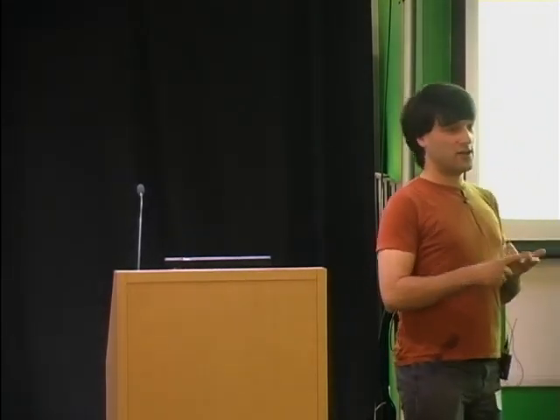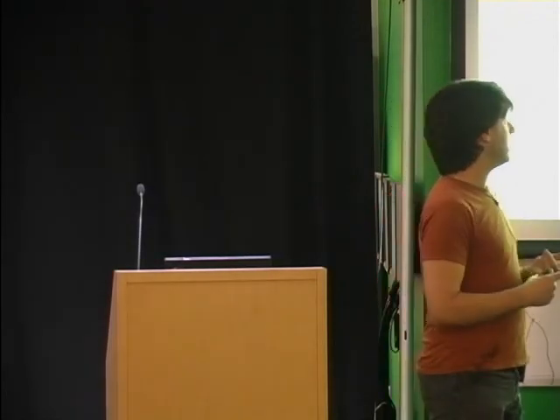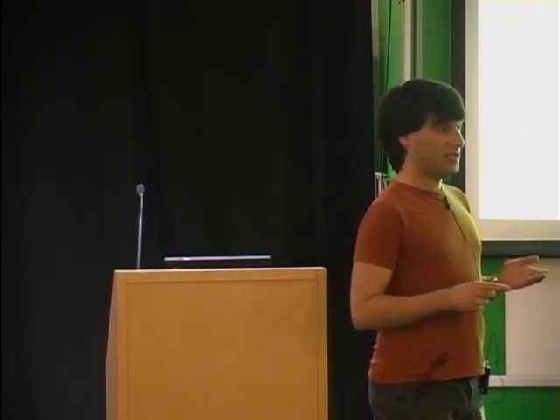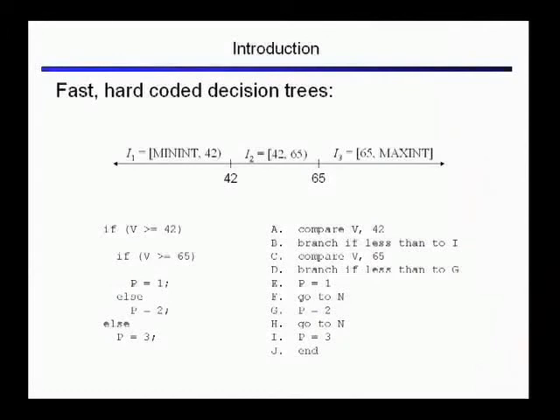as David said, I'm here to talk about decision trees. Specifically, I'm here to talk about fast, hard-coded decision trees. And what I mean by hard-coded decision trees is the narrowing of intervals to a desired number of intervals, such as illustrated here, where I have 1, 2, 3 intervals, and I have this code which will narrow the intervals to the ones that I want.